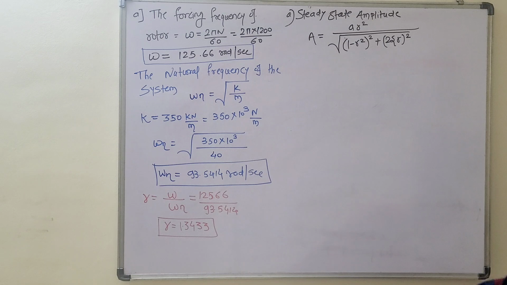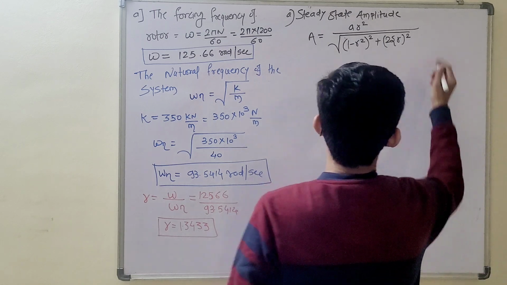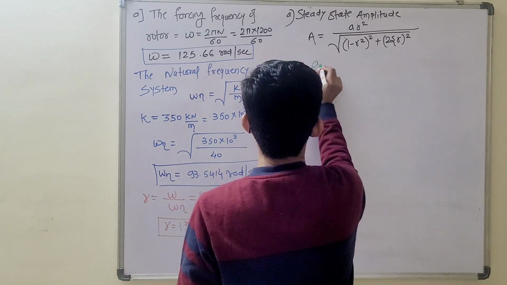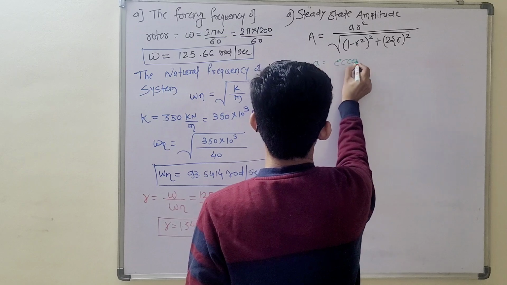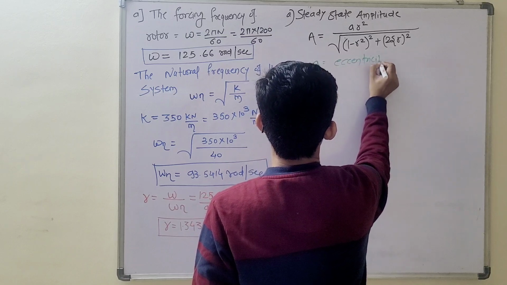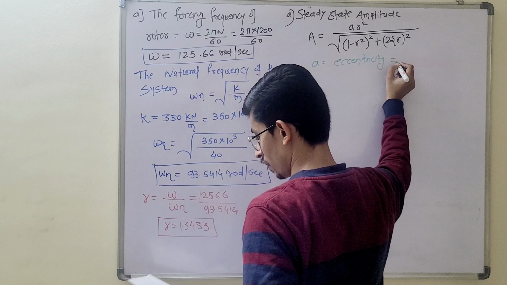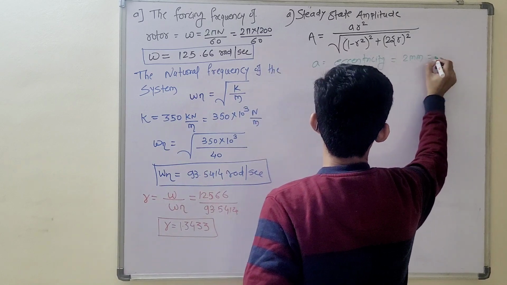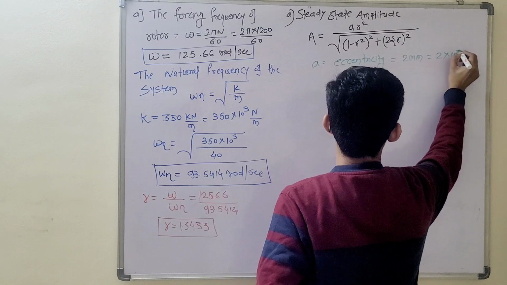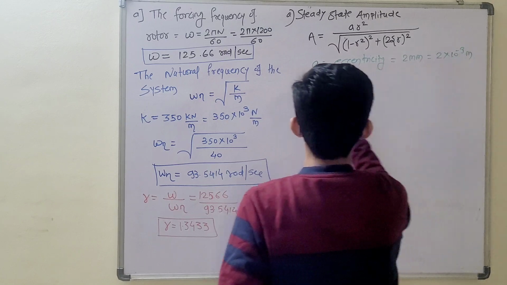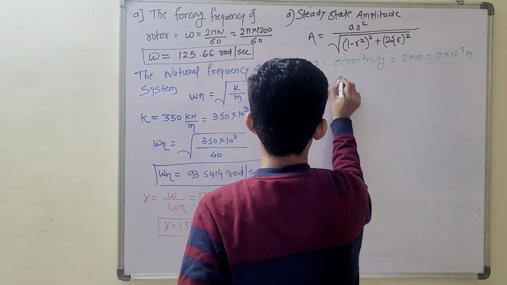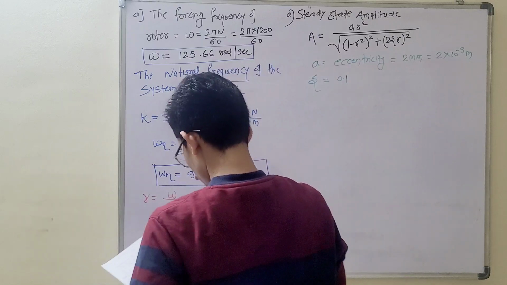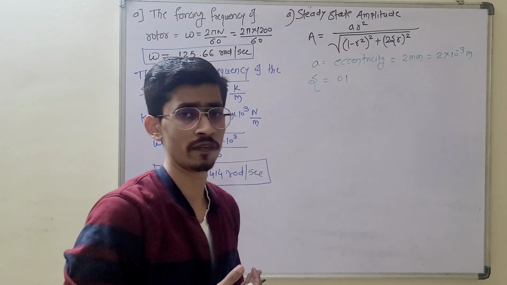The value of eccentricity is given. A is equal to the eccentricity. How much is it given? Eccentricity is given as 2 mm. So you need to take that in meters, 2 into 10 to the power minus 3 meter. Again, damping ratio zeta is given as 0.1. So just simply put the values and find out.